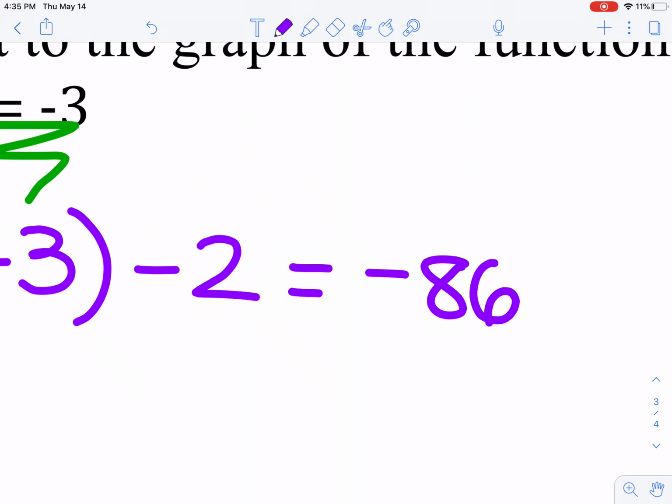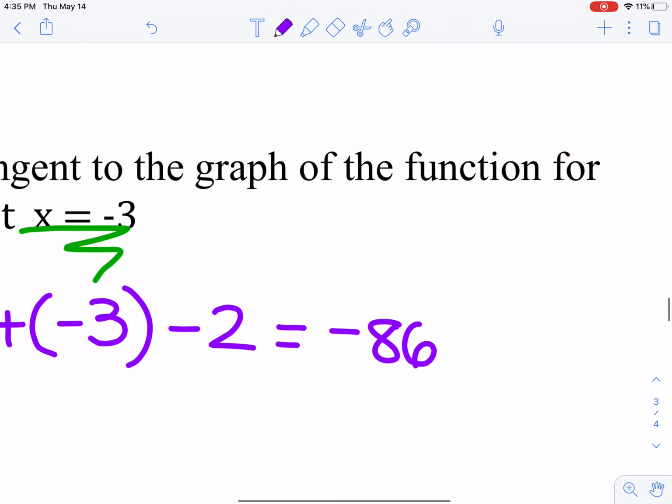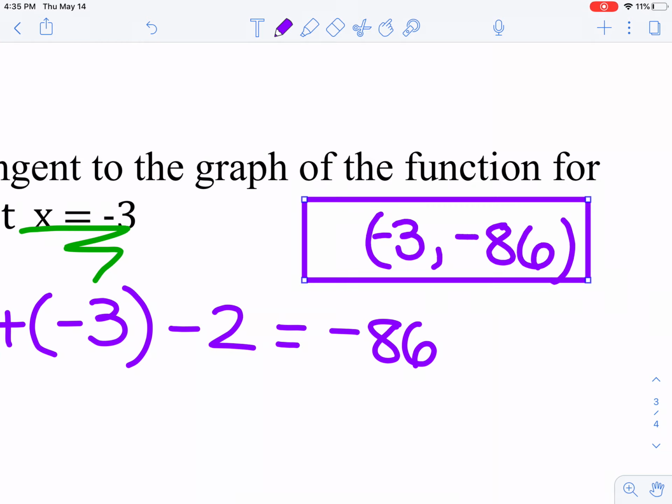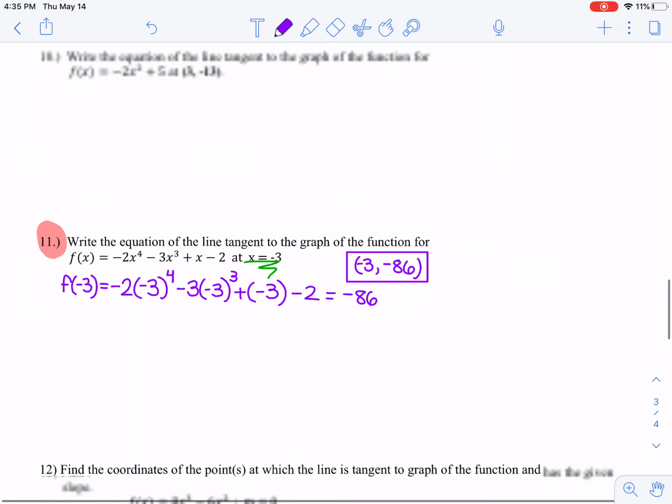Okay, it's okay. So what this means is the point that I'm going to use is negative 3, negative 86. Okay, don't freak out that it's a huge number. Who cares? Okay, still works.